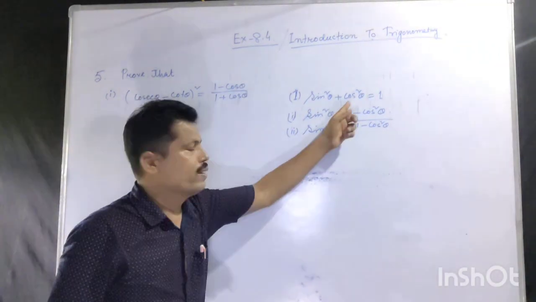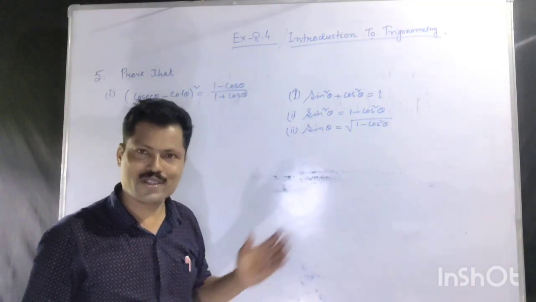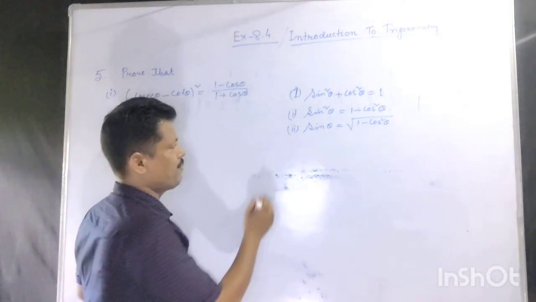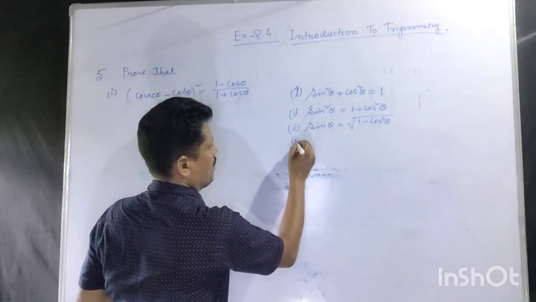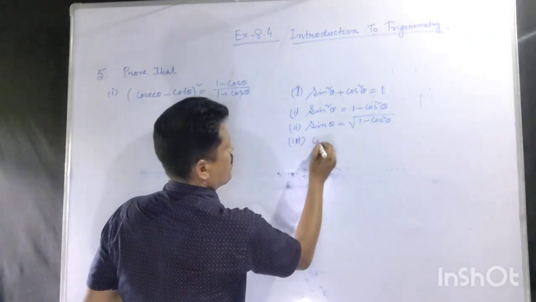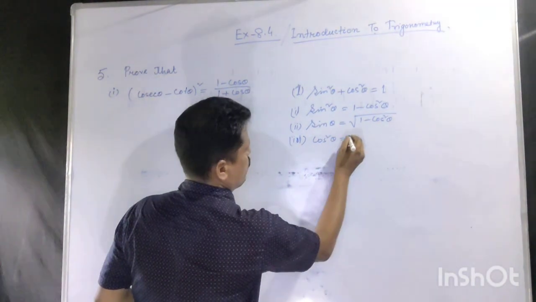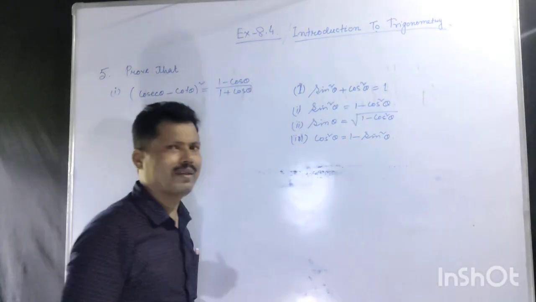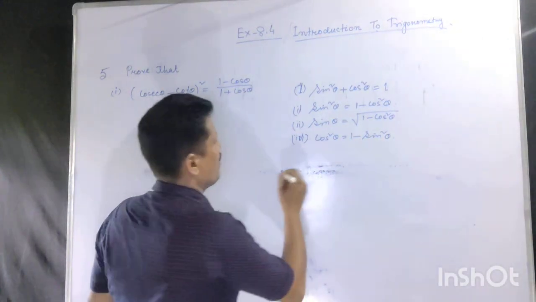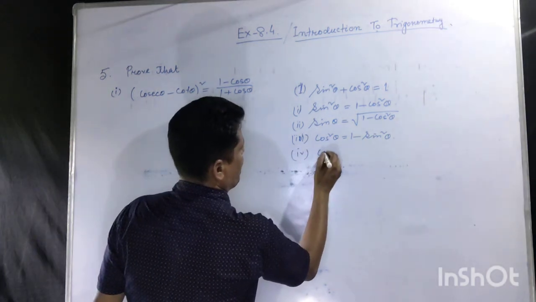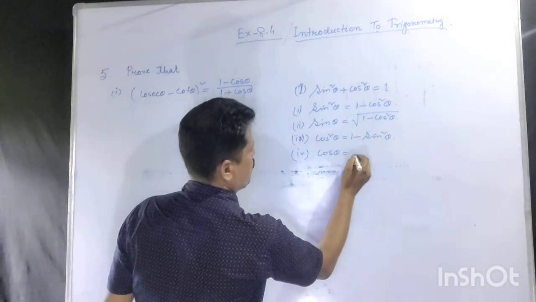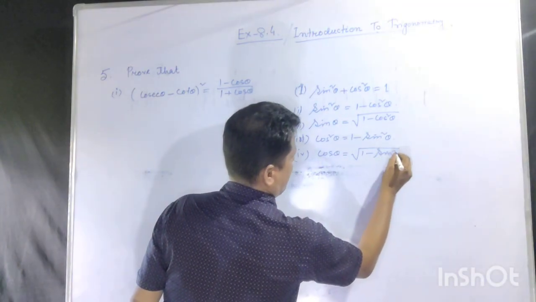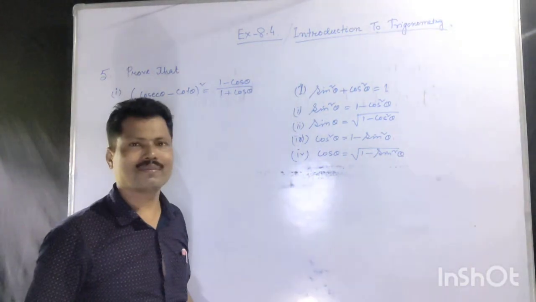And if we want to find cos square theta or cos theta, then also we can find it from here. Number 3, cos square theta is equal to 1 minus sin square theta. Theta is the angle value. Number 4, cos theta is equal to under root 1 minus sin square theta.